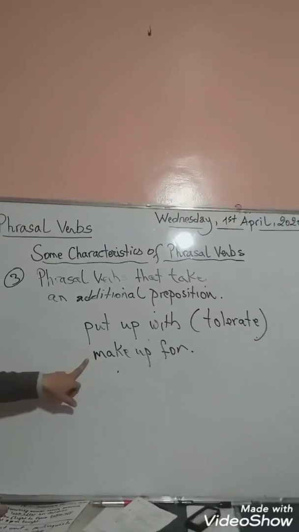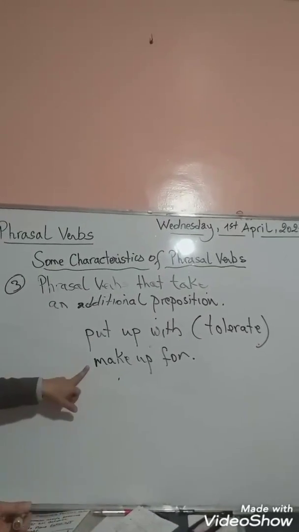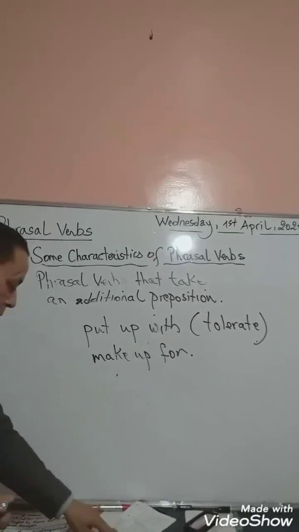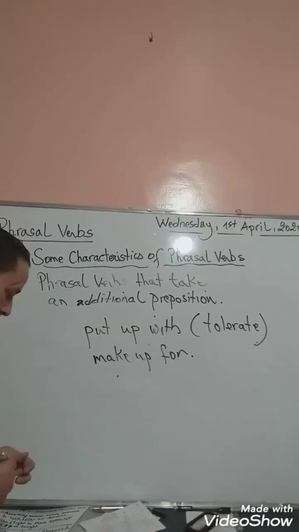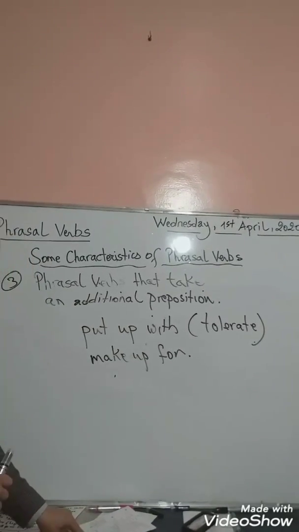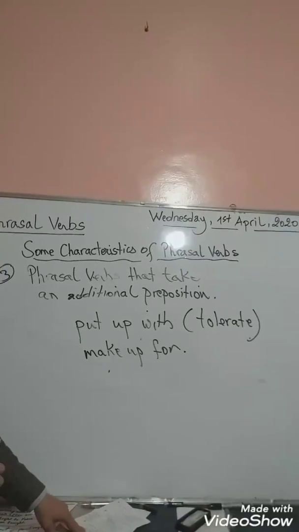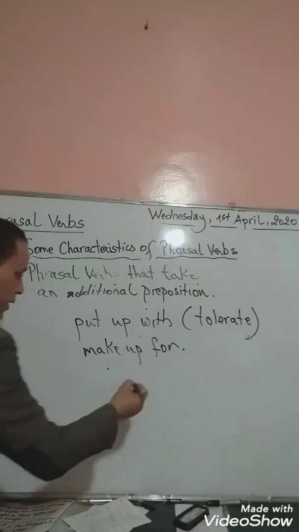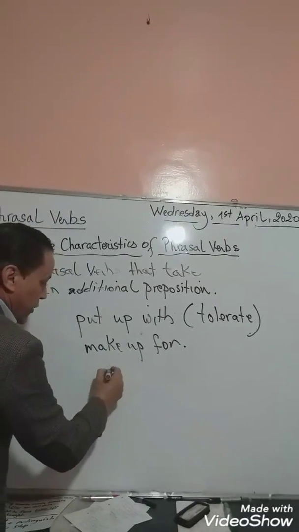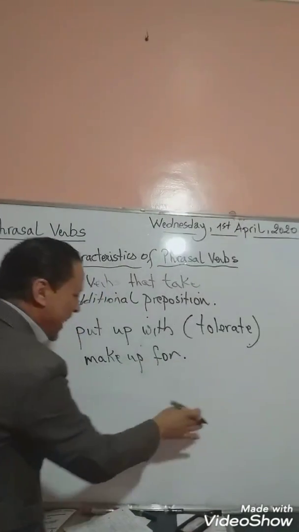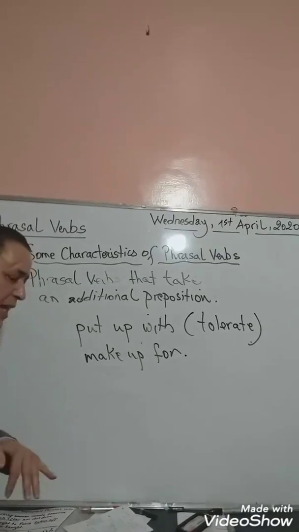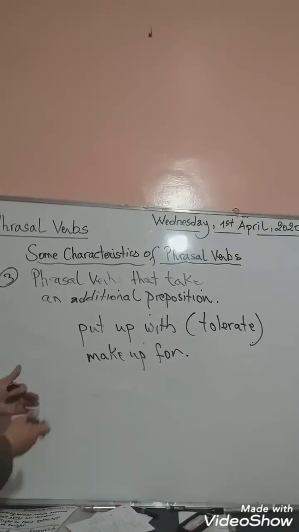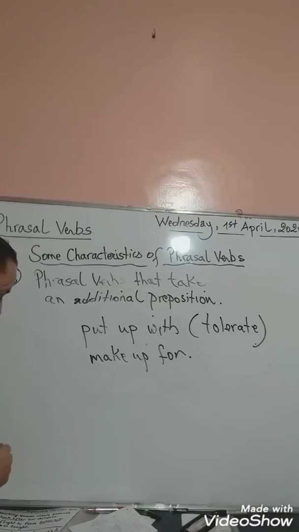Now make up for. Make up for means to substitute, or to try to make a compensation, to compensate for. For example, she is always trying to make up for her mistakes. She makes a mistake and she tries to make up for that, to compensate for that.